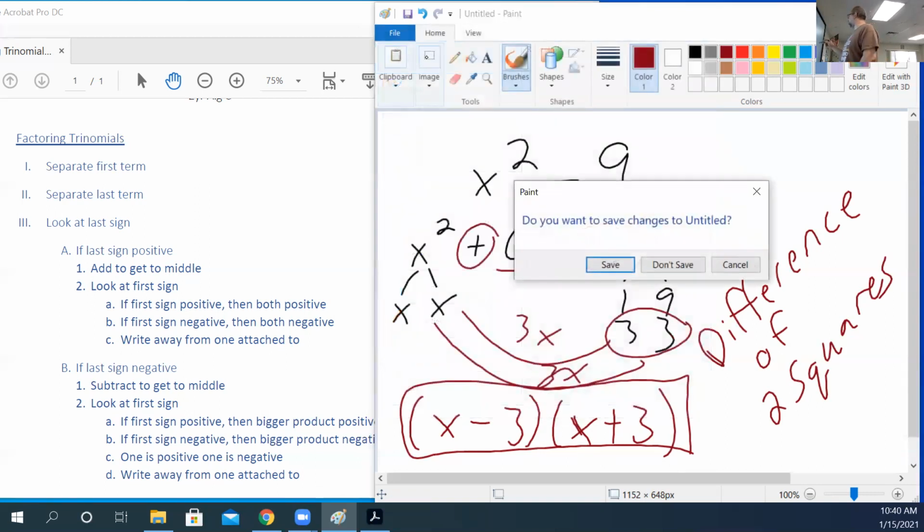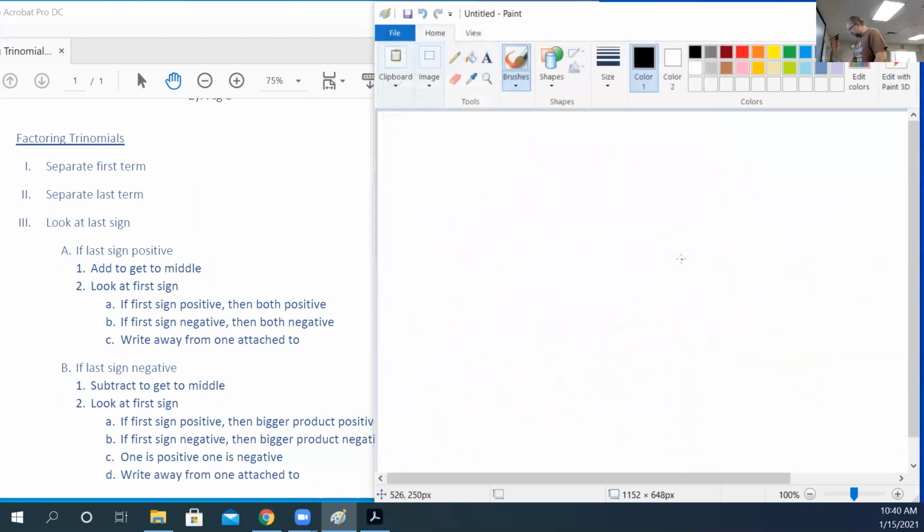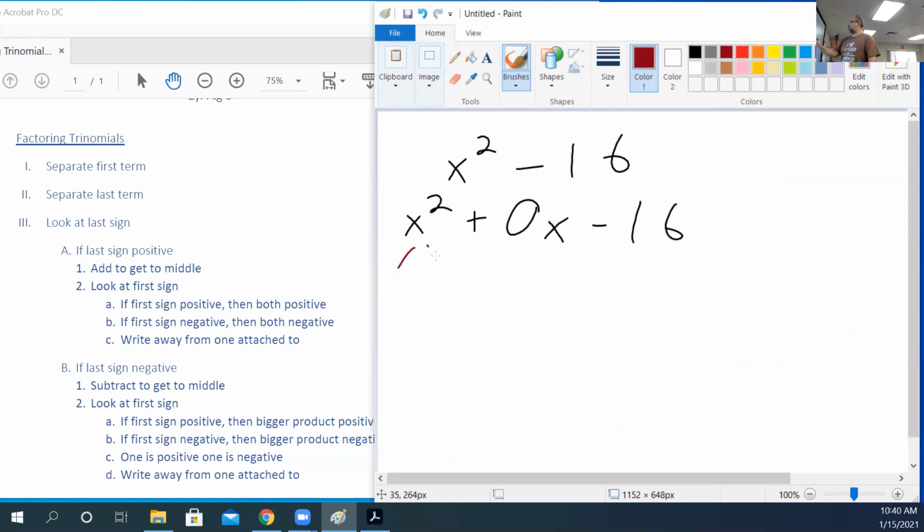So it's kind of like a review of all the factoring we did near the end of last semester. Okay. So we got x squared minus 16. Same idea, right? We have to add back in. There's only 2 terms there, so we need to have 3 terms for factoring trinomials. So first step, add back in that 0. And then we go on. Back to first step.